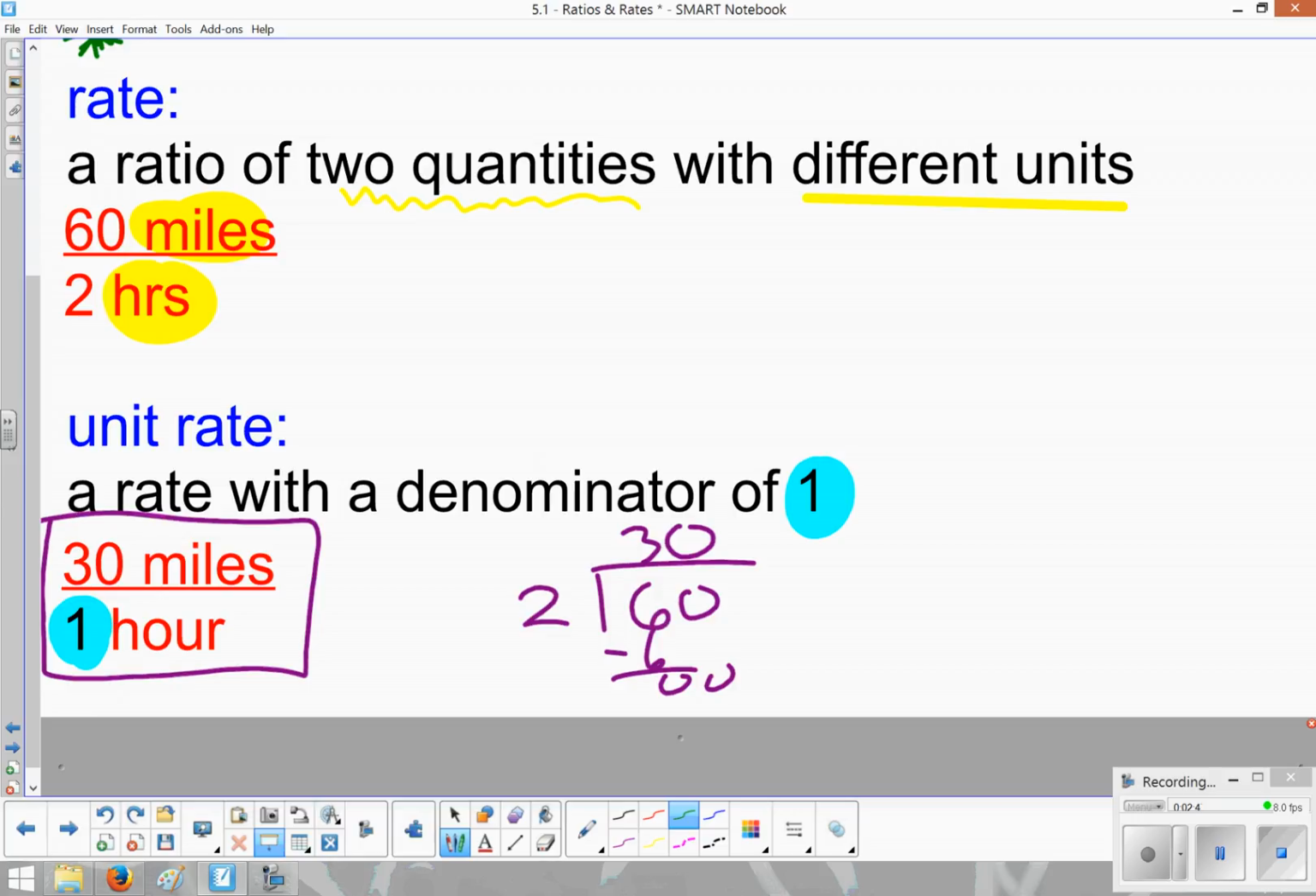So to do that, all we're going to do is take the rate and divide it. So we took the top divided by the bottom. So I have here the work here. Top goes in, 60. Bottom goes out. And once you get that number on top, that answer, that's going to be the numerator, and the bottom will just be 1. So it takes you 30 miles for 1 hour. Again, a unit rate is just the rate in which the denominator is 1. The per one of something.